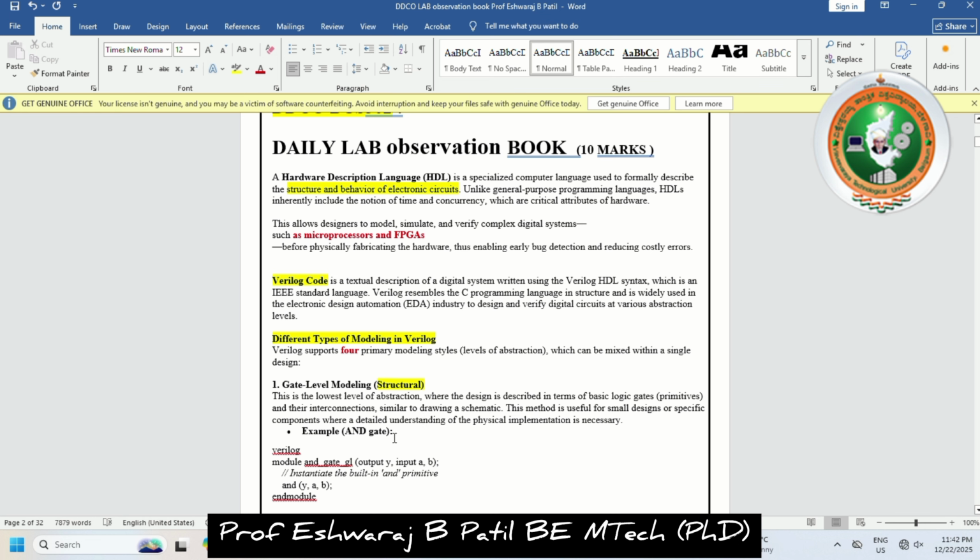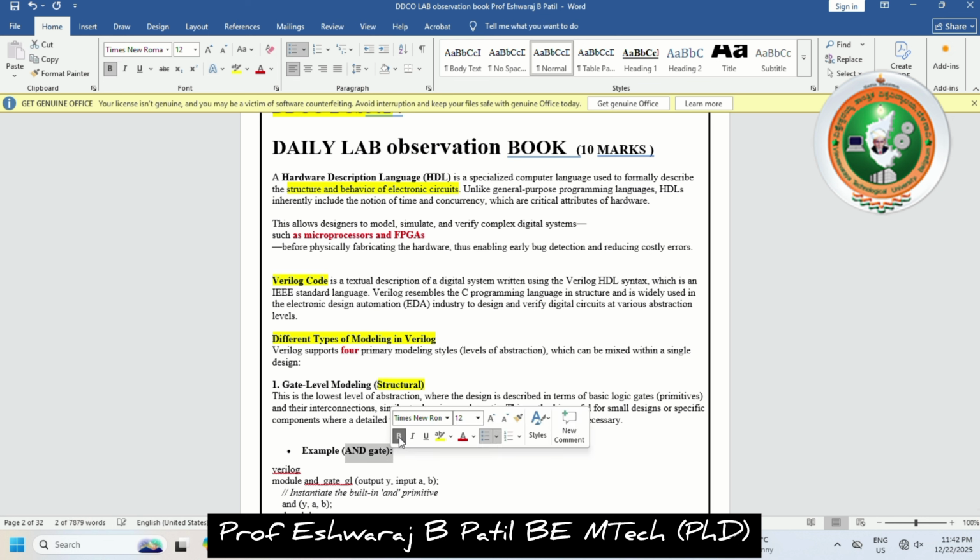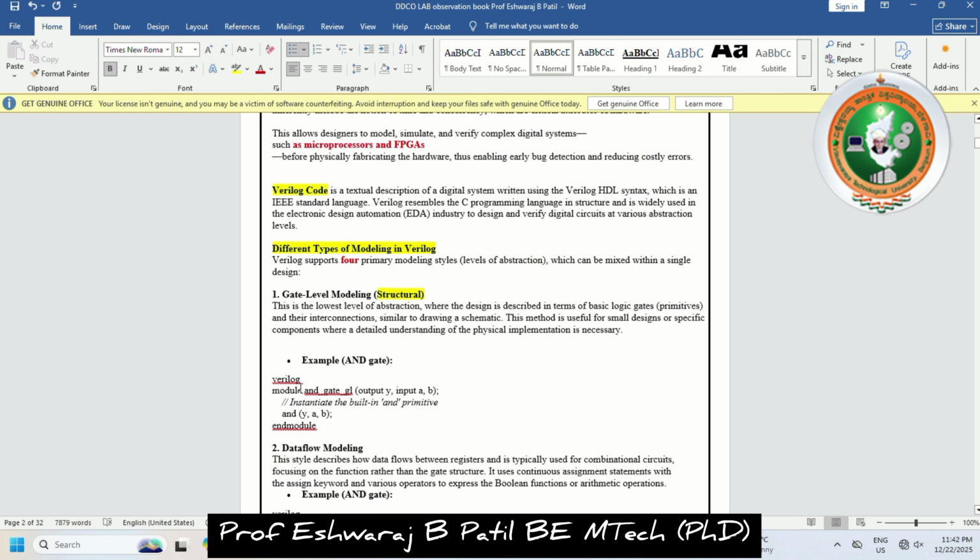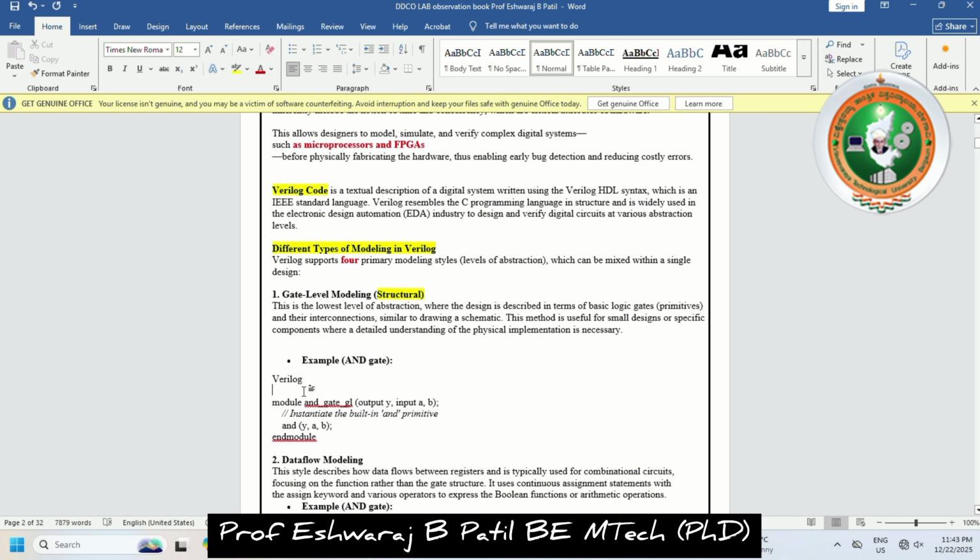We can also see some interconnections from gate to gate, for which we call them wires. If there are any connections between one gate and another gate, those connections are called wires. We can also observe specific components where a detailed understanding of the physical implementation is necessary. First consider the AND gate.